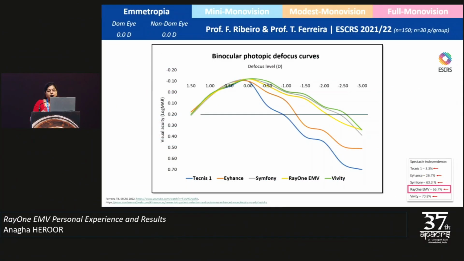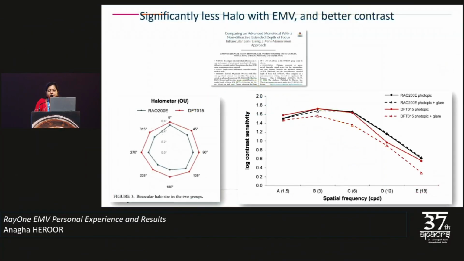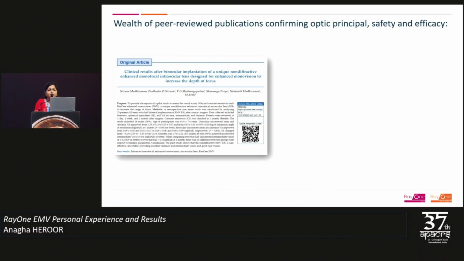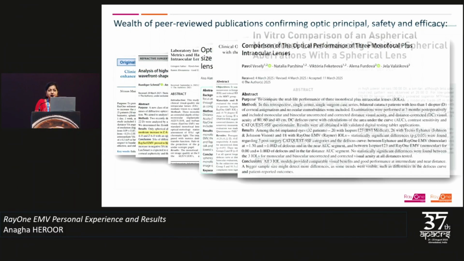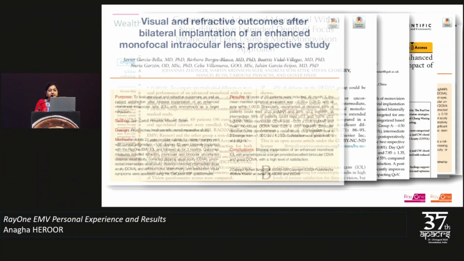So this was an interesting study done by Professor Ribeiro and Ferreira, and they compared the Rayner EMV, the Vivity, and the Symphony, which all had excellent distance and good intermediate vision. But when you compared this with the Vivity, the significantly reduced glare and halos and the better contrast sensitivity of the EMV was highlighted. There have been a lot of peer-reviewed publications which confirm the optical principle, safety, and efficacy of this lens.